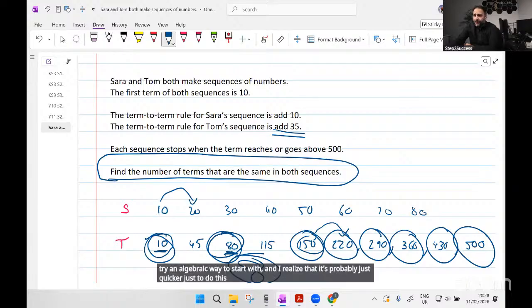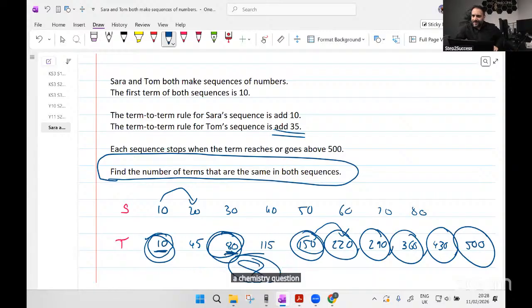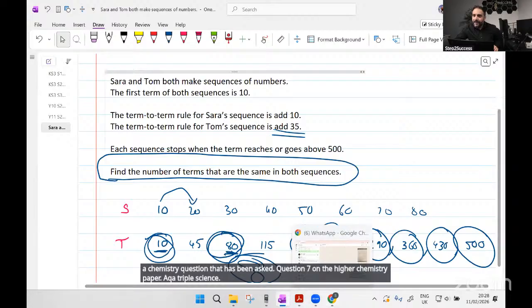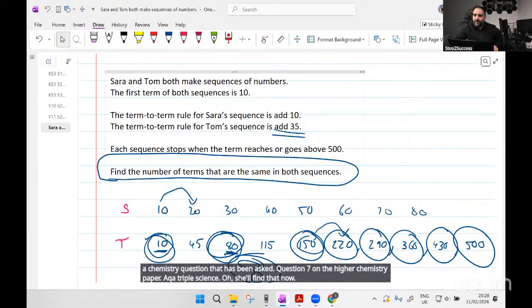Right, I will do a chemistry question that has been asked. Question 7 on the higher chemistry paper, AQA triple science. Oh, jeez, I'm going to find that now. Let me find it.